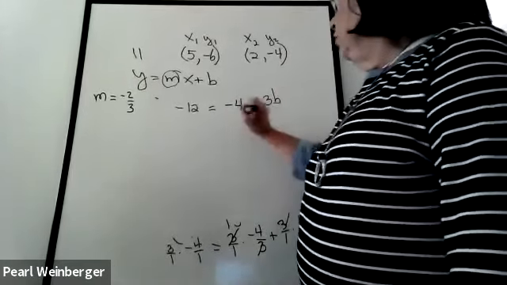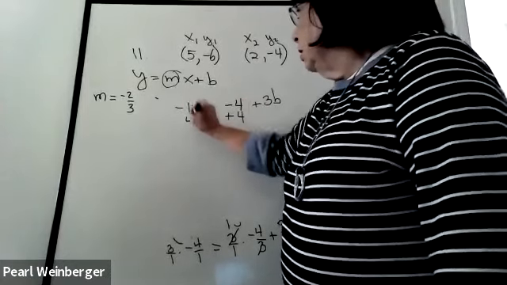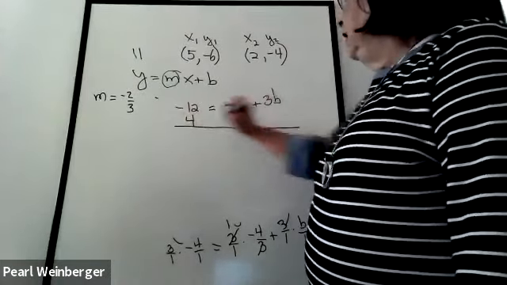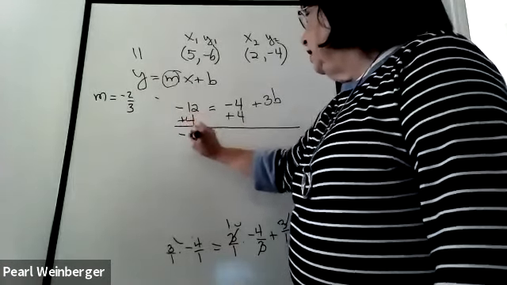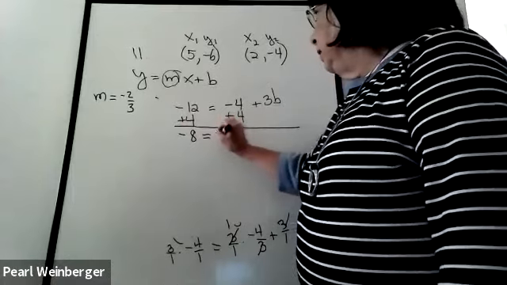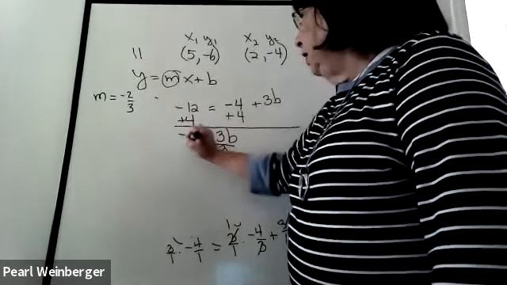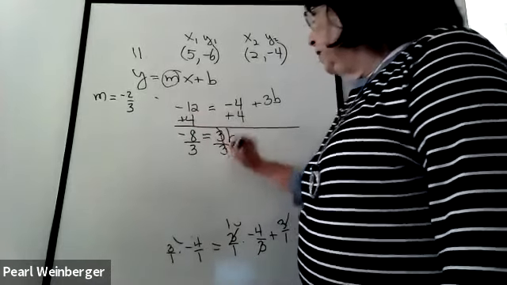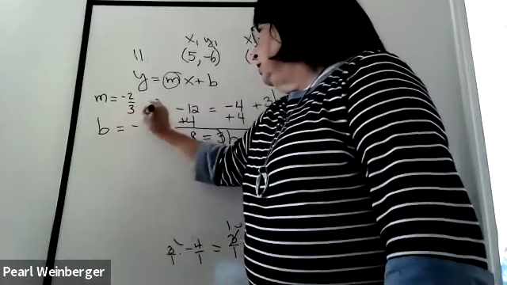And I'm then going to bring the 4 to the other side. So I have negative 12 plus 4, which is negative 8, equals 3b. And to find out what b is, I have to divide by 3. And it turns out that my b is negative 8/3.